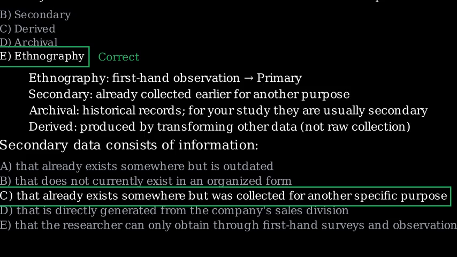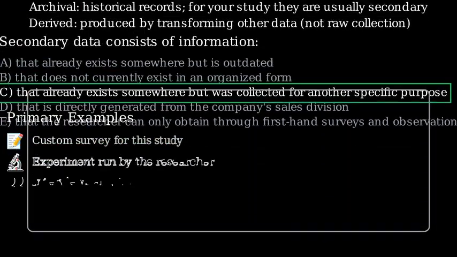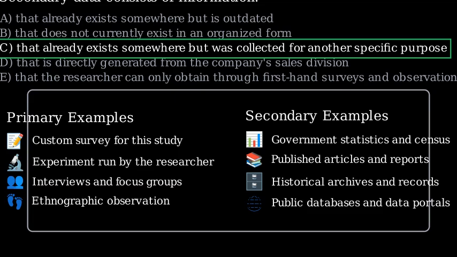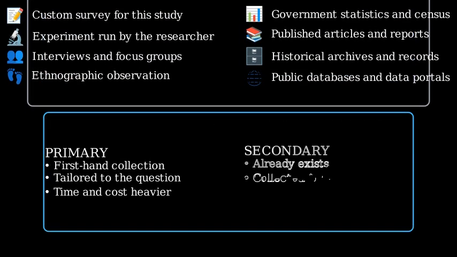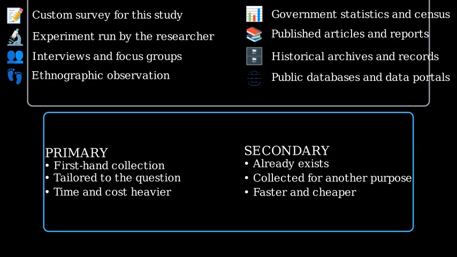Let us anchor this with concrete examples. On the left are primary examples. On the right are secondary examples. Summary: primary data are gathered firsthand by the researcher for the current objective. Secondary data already exist because someone else collected them earlier for another purpose. Use primary data when you need custom fit and control, and use secondary data for speed, cost savings, and historical breadth.